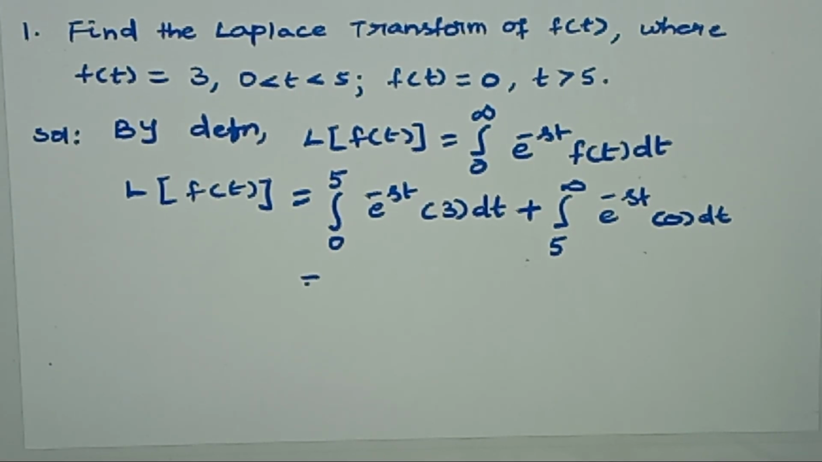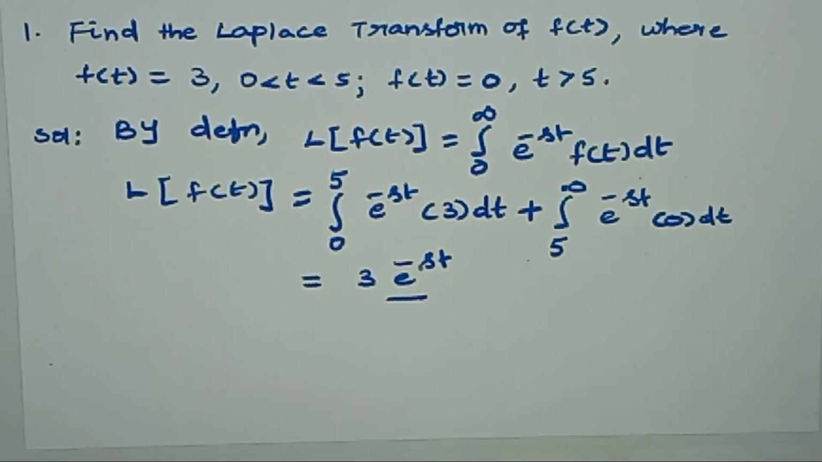Now what we have to do? 3 as a constant, we will keep it aside and we have to integrate e raised to minus st with respect to t. Then what is the integration? It is e raised to minus st upon the derivative of minus st with respect to t. क्या होगा? It is nothing but minus s into the derivative of t is nothing but 1.